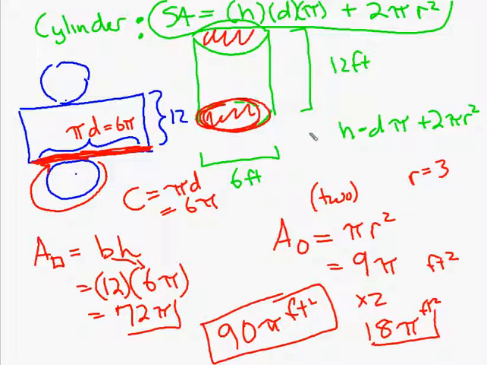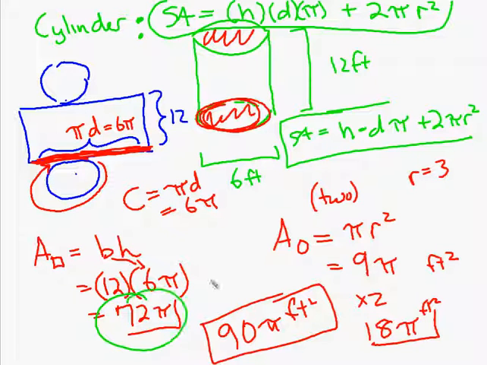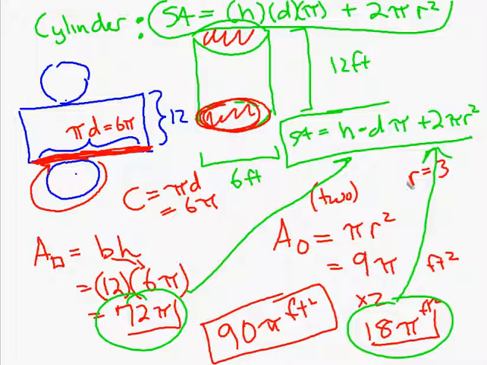Isn't that a lot easier than what we just did? Using the formula is exactly the same thing as what we just did. Okay? It is exactly the same thing. This piece goes right here, and this piece goes right there, and 6 is the diameter, because that's what I gave you in this example. Let's do another cylinder.